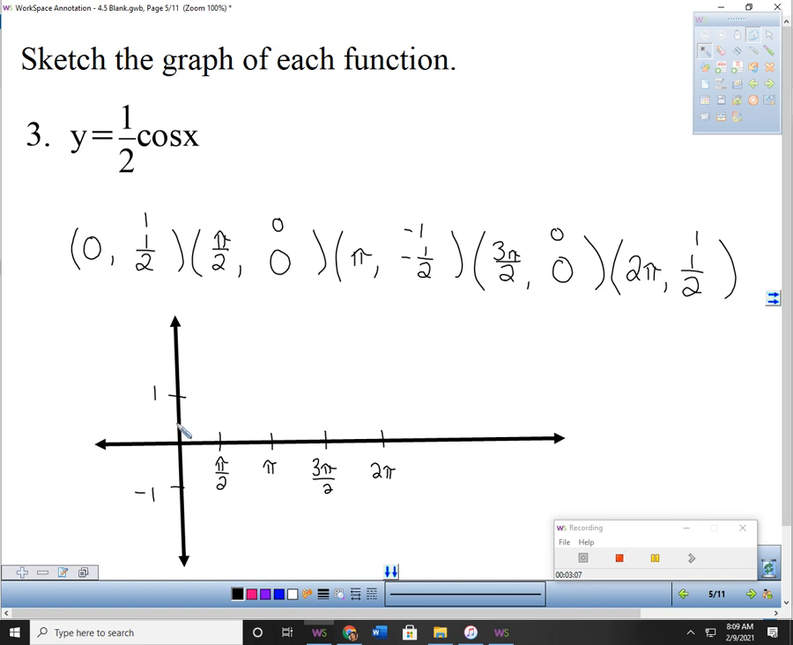So 0, 1/2, pi over 2, 0, pi, -1/2, 3 pi over 2, 0, and 2 pi, 1/2. Then I'm just going to draw them in. And what I like for you to do, don't start like this is a V. These are curved. So I start over just a little bit, and then you're going to come and make your minimum there, and then extend just a little bit past to show that that's going to keep going that direction.